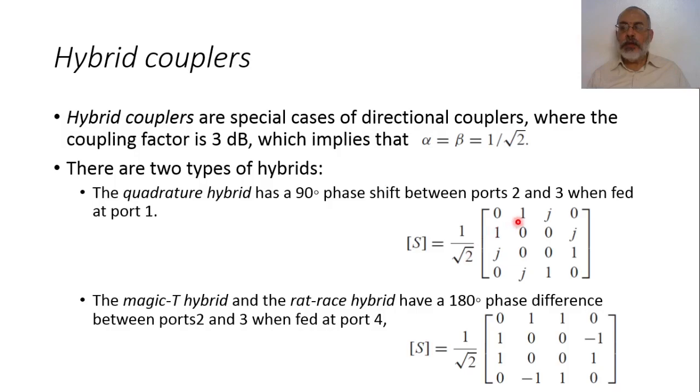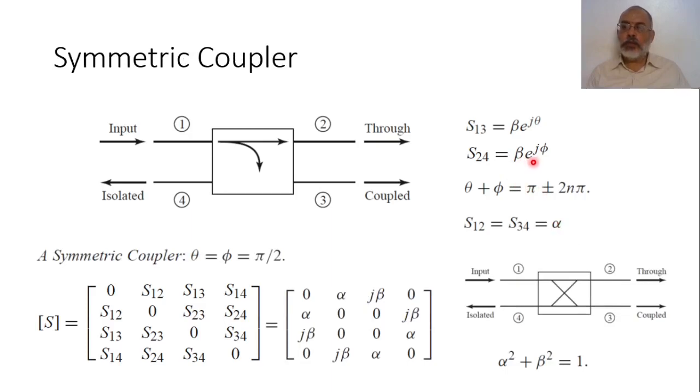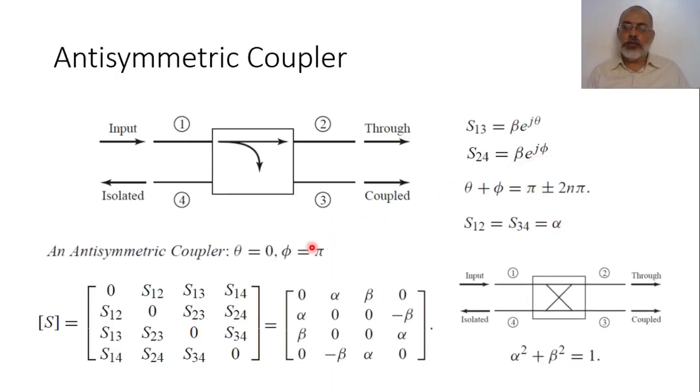And here, S12 is unity, S13 is j, because this was e to the power j pi over 2. And S14 is 0. S12 equals S21. And S24 is j, because S24 here is beta to the power j phi, and phi is pi over 2. So it would be j.